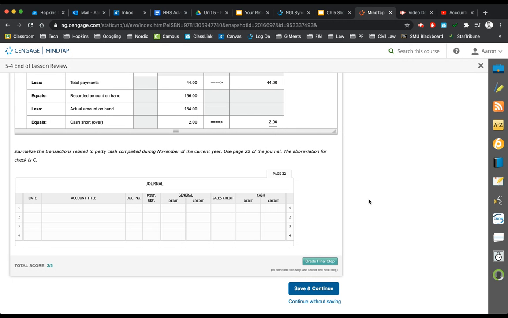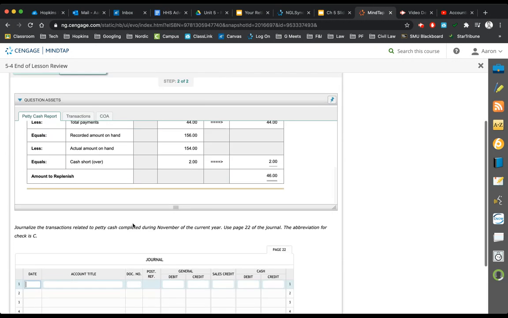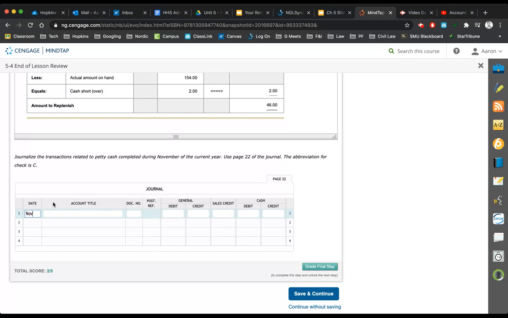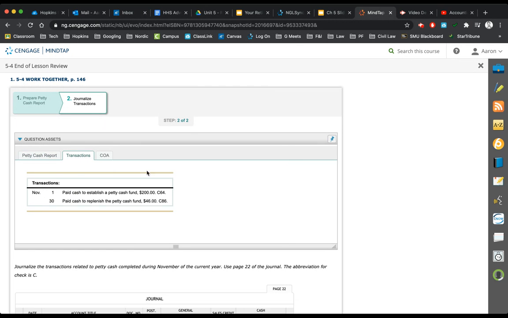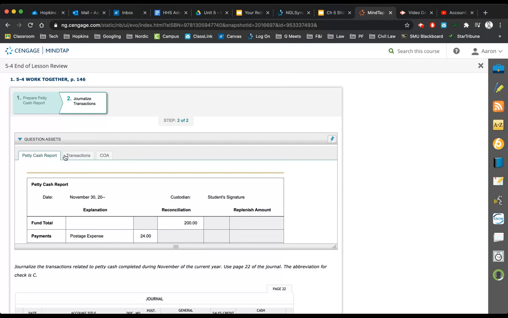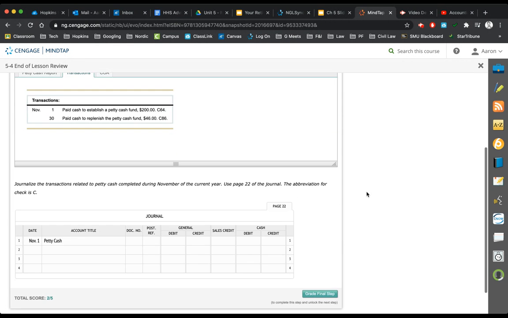The first transaction that we're actually going to do here is going to be to establish that petty cash fund on November 1st at the beginning of the month. So we're going to start off at November 1 for petty cash, because that's going to be the transaction. We need to use the petty cash report and also the transactions too. And we'll record both of these transactions here. But the details for this November 30 transaction come from the petty cash report. So I'm just starting off with establishing the petty cash fund first.